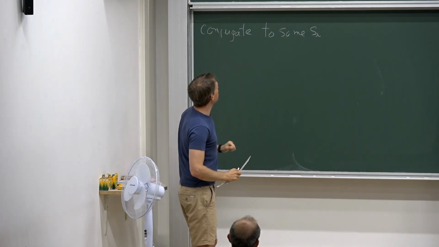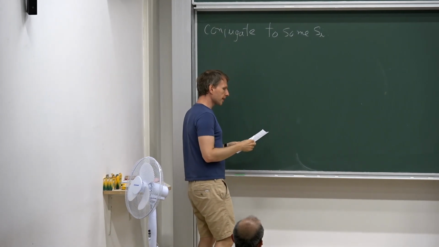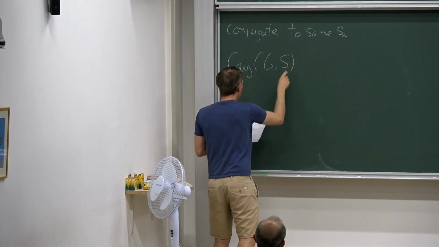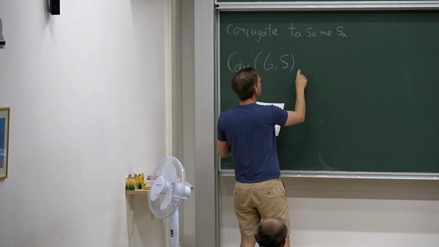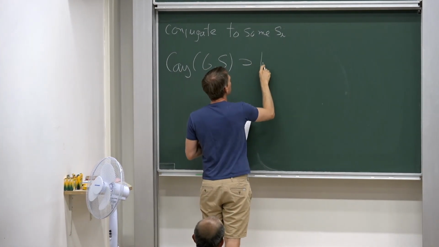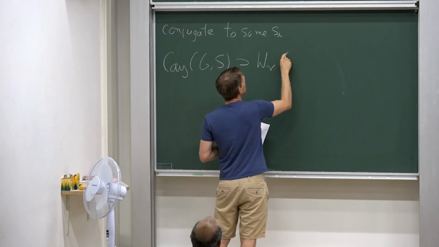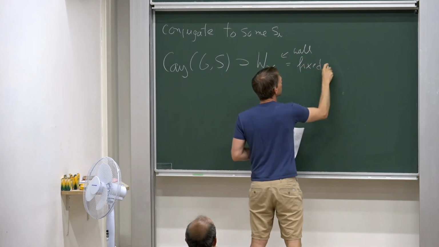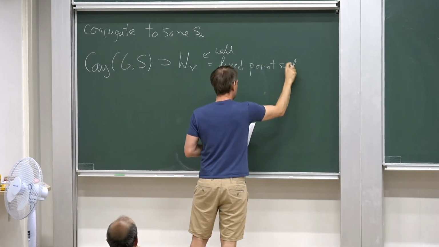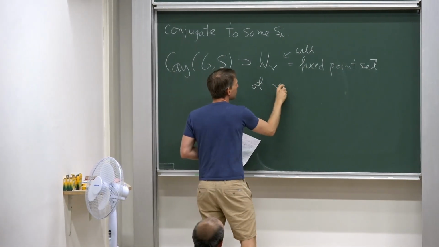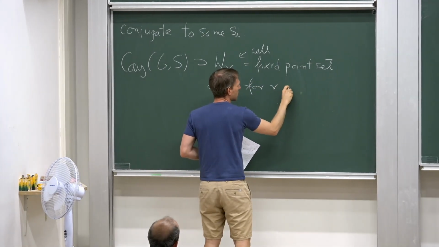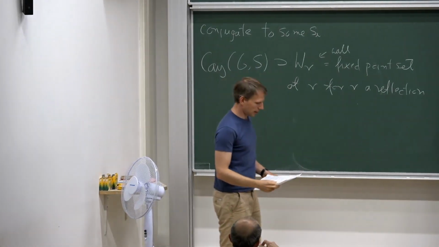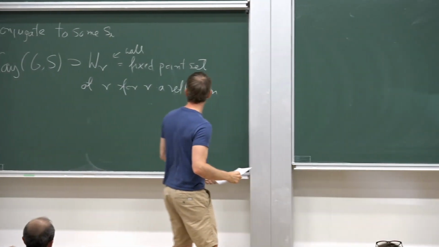And once you pick a reflection, you can look at its wall in the Cayley graph. So we look at the Cayley graph of this Coxeter group with this generating set S, and inside there we have a wall WR. This will be called a wall. It will be the fixed point set of R whenever R is a reflection. So now I think I can draw an example of a Coxeter group.